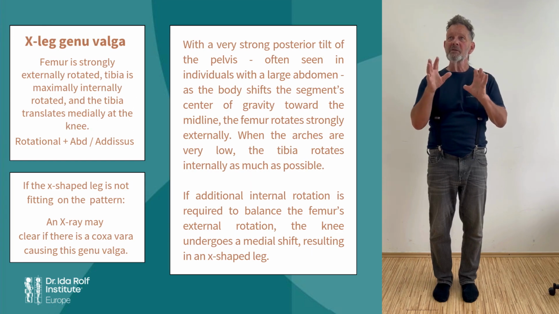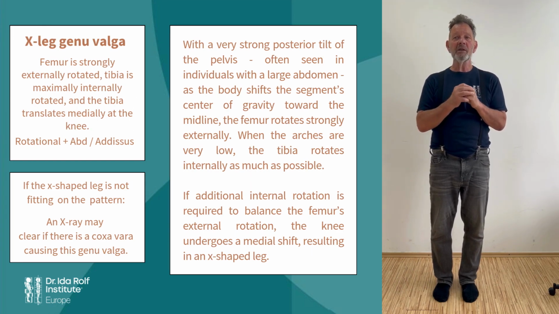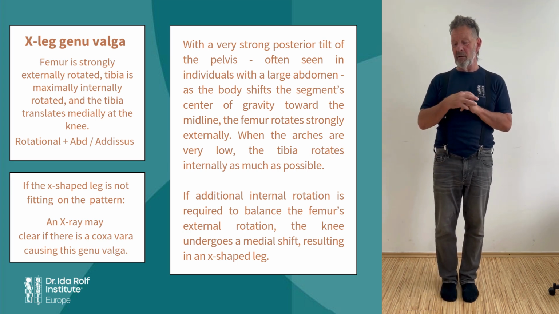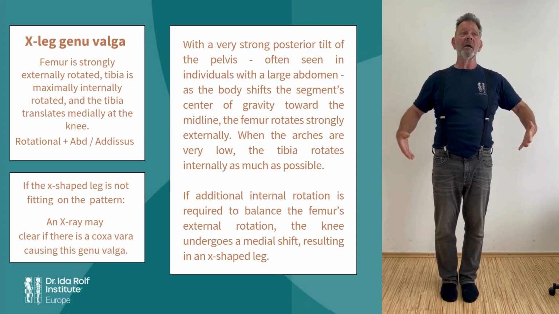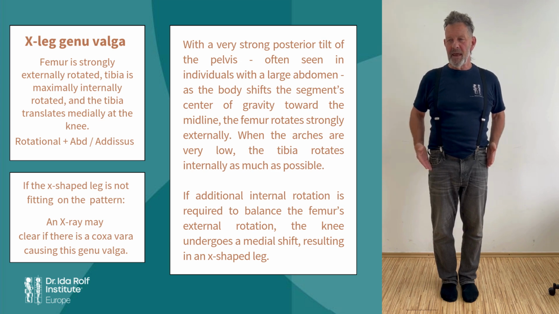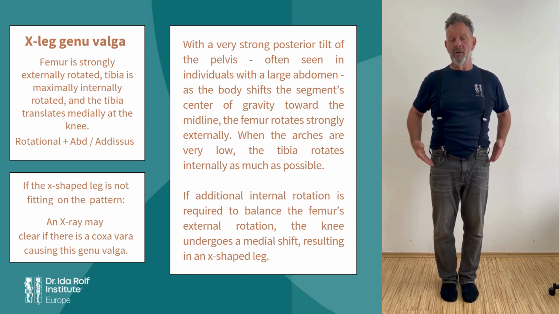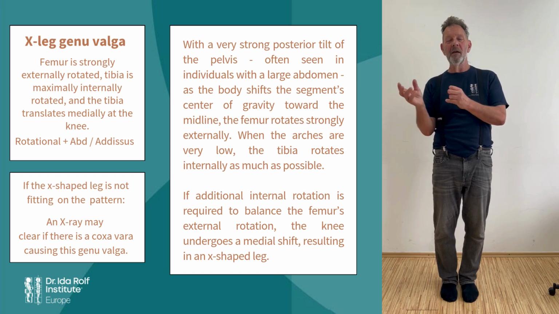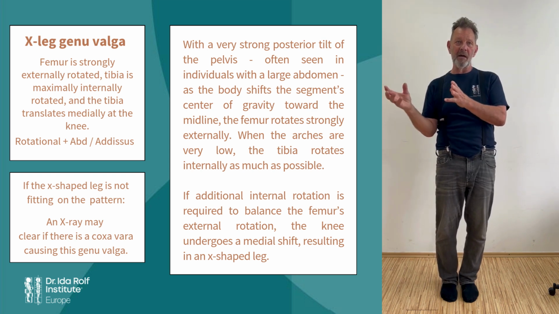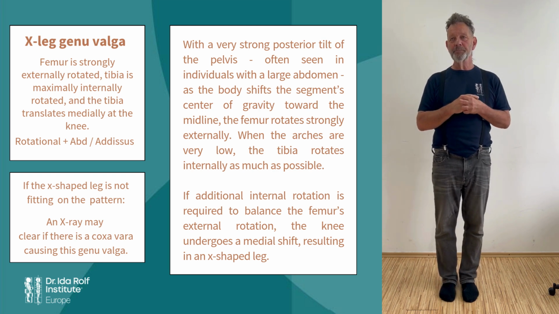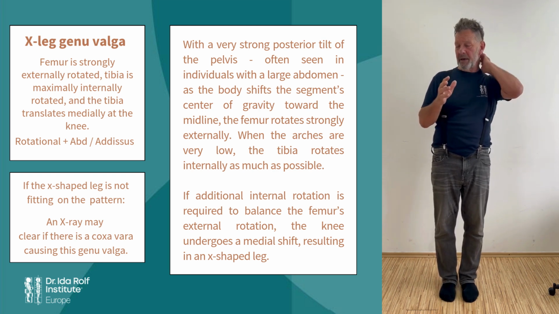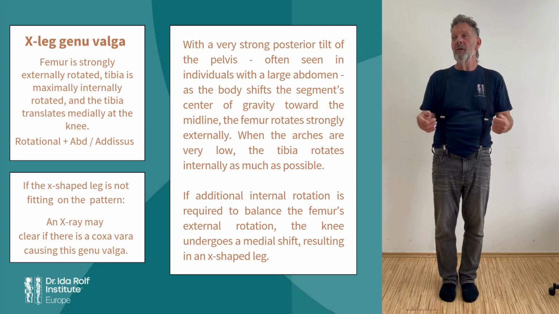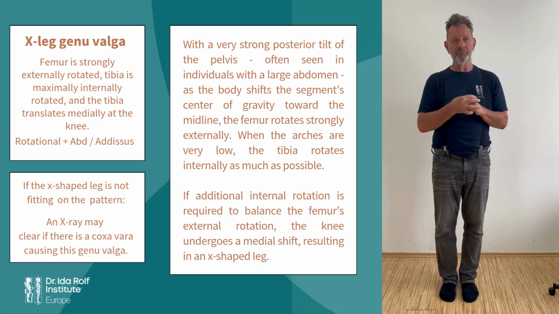So this is a rotational pattern. The X-shaped leg is also called genu valgum, like hallux valgus, genu valgum. Sometimes it is caused by the angle of the neck to the shaft of the femur. So here we can say that coxa vara creates a genu valgum, and the coxa valga creates the genu varum. Genu varum is the O-bowed. So if the rotational patterns are not fitting to this existing X-shaped or O-bowed leg, we have to have some X-rays to see what's going on.